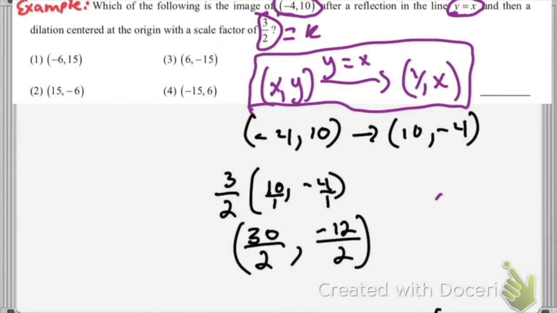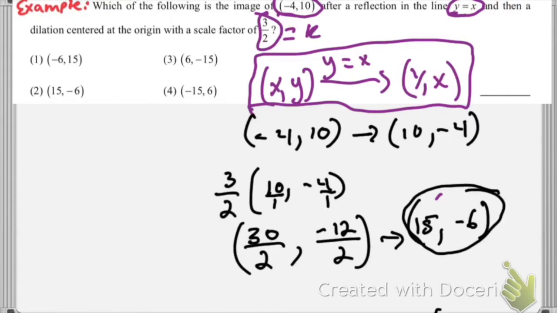This is our point, and let's reduce those. 30 over 2 is 15, comma, negative 12 over 2 is negative 6. This is our image. Hey, is that point somewhere here? Yes, it is. It is number 2. Yay. Okay, awesome.